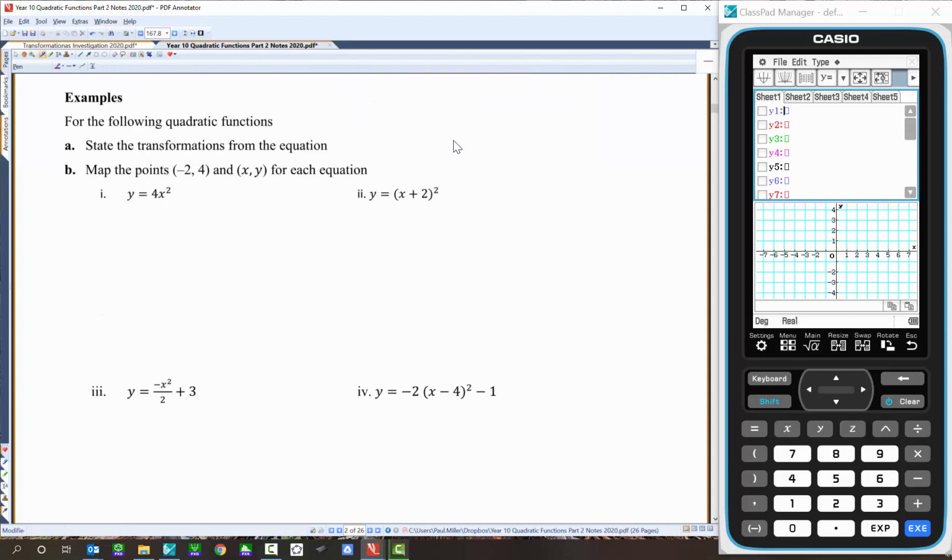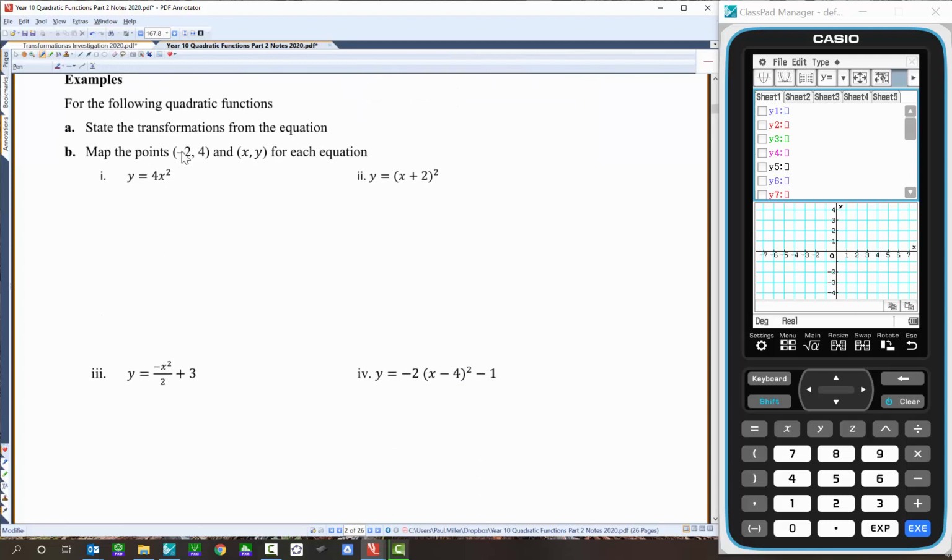Let's go through and see if we can, for the following quadratic functions, state the transformations from the given equation and work out what happens to a point on the graph y equals x squared. Remember that there's this point on the graph of y equals x squared, which is 4 equals negative 2 squared, 4 equals 4. So that's a point on this graph. What will negative 2, 4 become after the transformation?